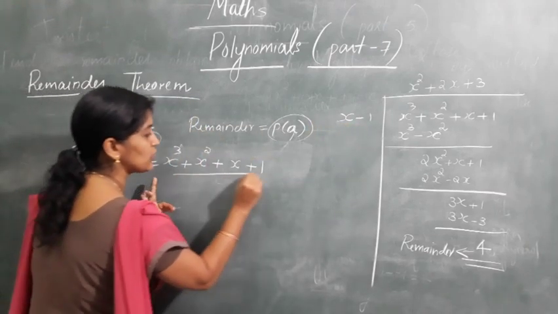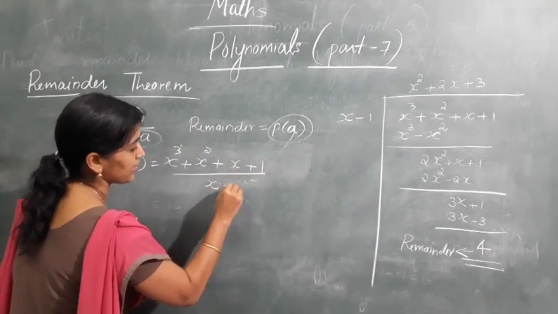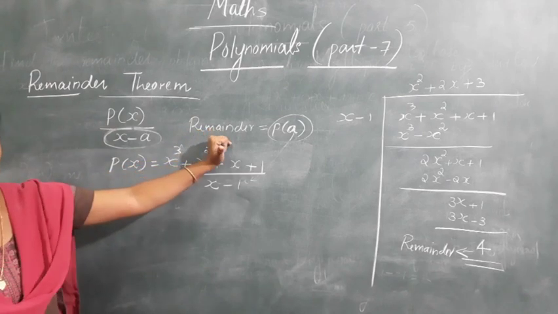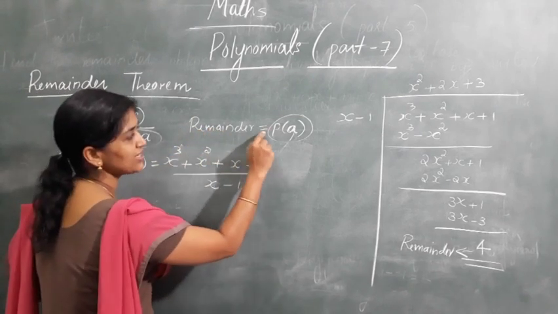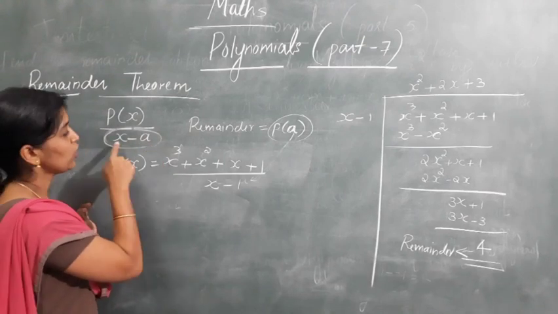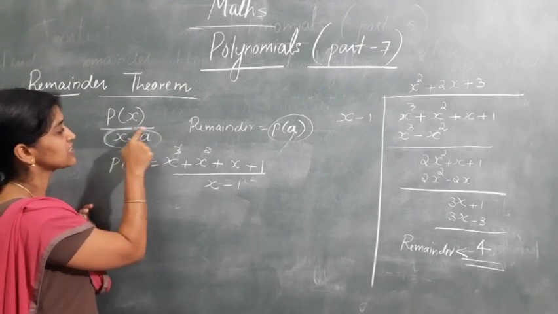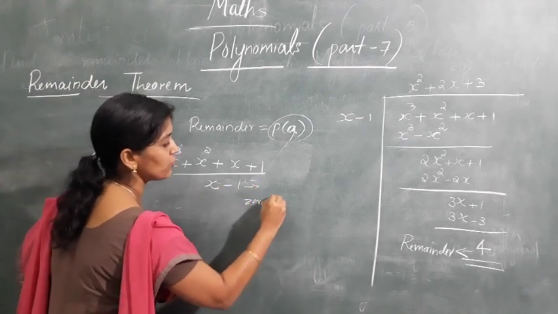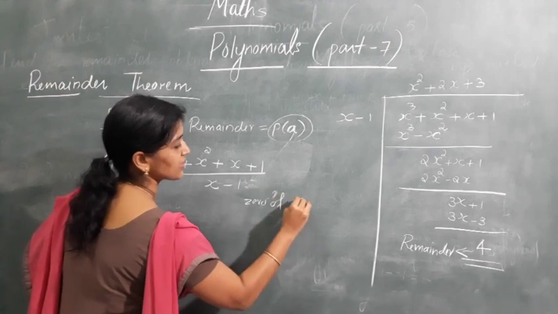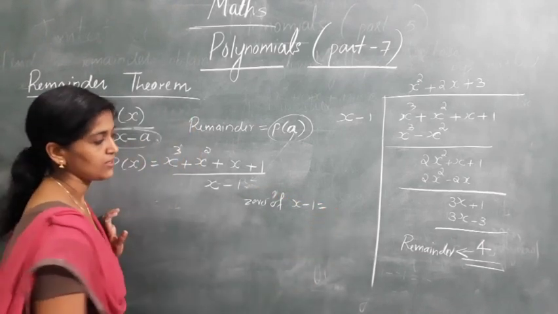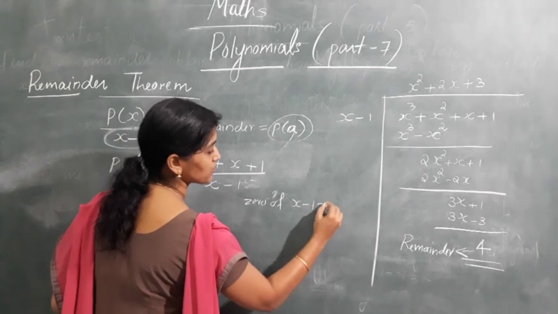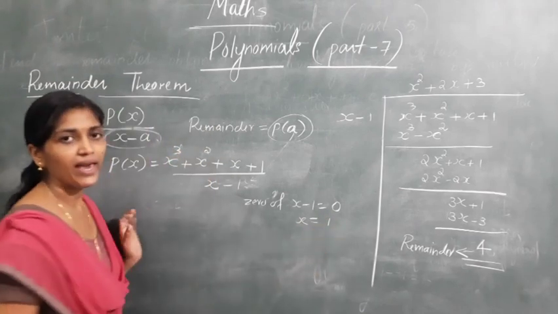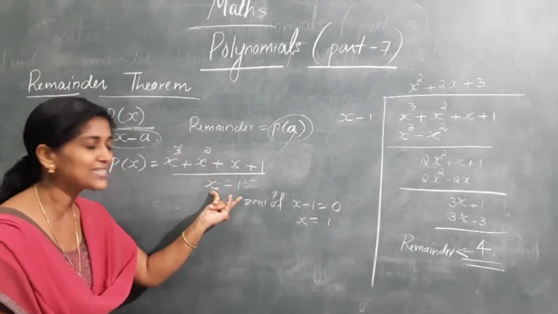So here we are going to divide this polynomial by x minus 1. According to the remainder theorem, what does it say? It says that the remainder is equal to P of a. P of a means a is the 0 of this x minus a. What is the 0 of x minus 1? We equate x minus 1 to 0, so x is equal to 1. x equal to 1 is the 0 of this x minus 1.